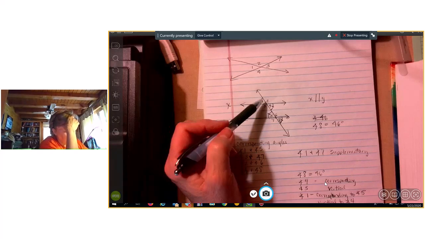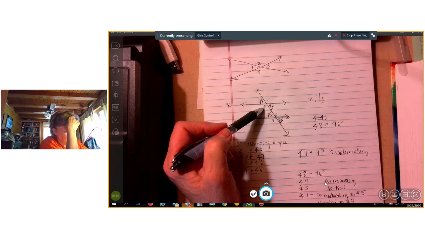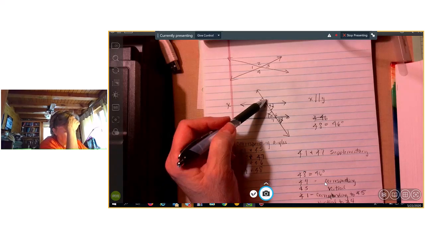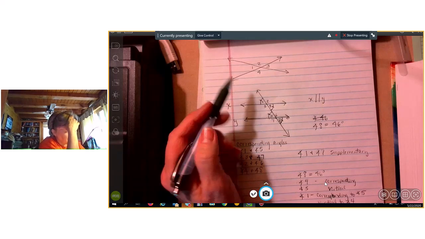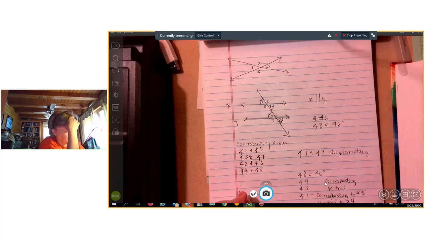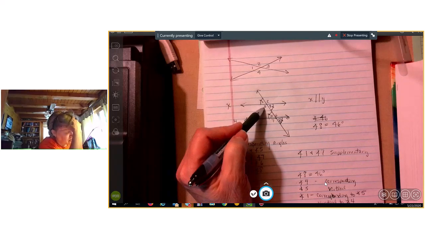Now, we call 1 and 3 supplementary. We call 4 and 2 supplementary, or 4 and 3 supplementary. So now we just need to take 180 and subtract 46. And I've got left 134 degrees. So that means that angle 3 is going to be 134 degrees.